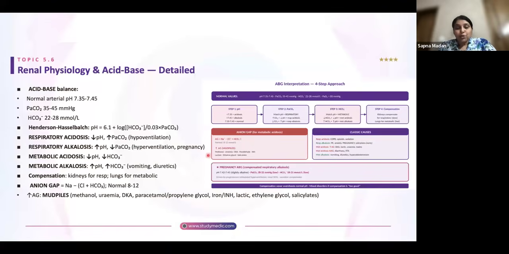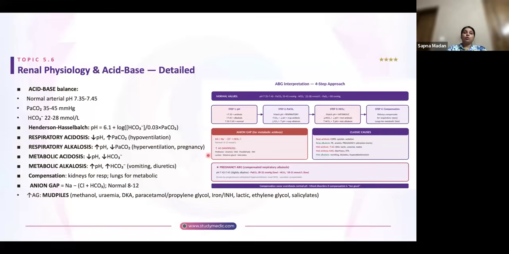Acid-base balance. So I want all of you to just have a paper and pen. Okay, take it easy. This is not very confusing. You will be given various kinds of scenarios, but once you have your fundamentals clear, any kind of scenario that they give you, you will be able to answer.